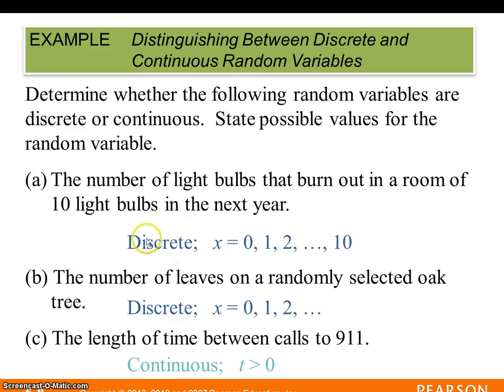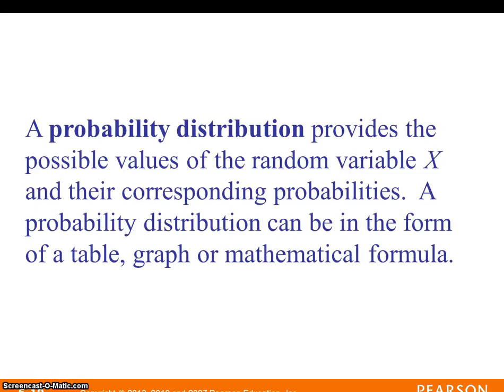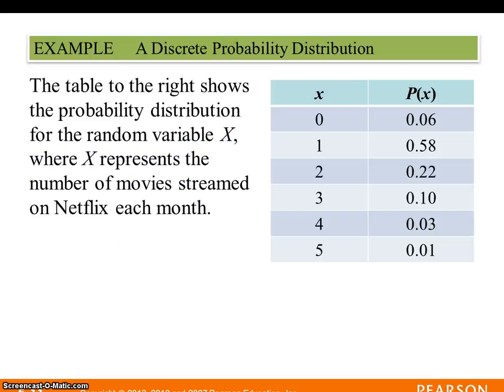So remember, with discrete variables, the information comes in chunks, and with continuous, it's more fluid. Objective 2, identify discrete probability distributions. So remember, a probability distribution provides the possible values of a random variable X and their corresponding probabilities. A probability distribution can be in the form of a graph, table, or mathematical formula. Remember, for a probability distribution, the probabilities still have to add up to 1 and things like that.